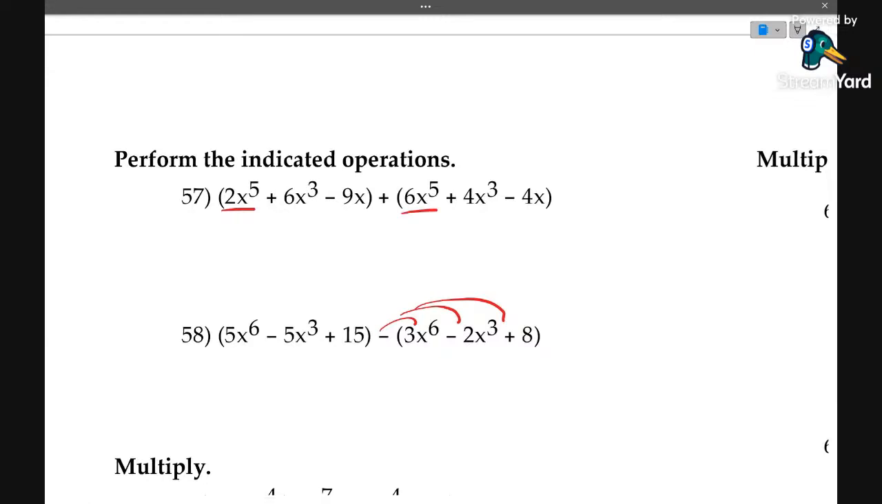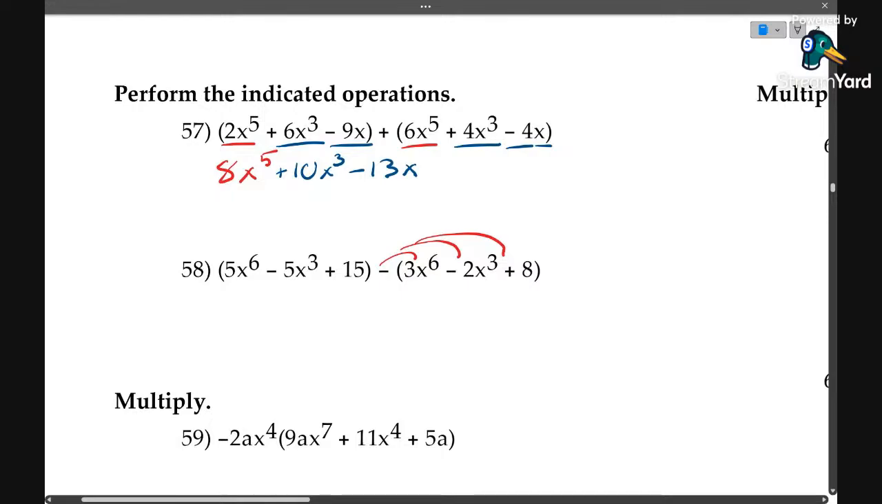We've got x to the 5th. So 2x to the 5th plus 6x to the 5th gives us 8x to the 5th. Then we've got x to the 3rd, 6x to the 3rd, and 4x to the 3rd. Add those together, 10x to the 3rd. Negative 9x minus 4x. Add those together, negative 13x. And we have simplified the polynomial as much as we can.